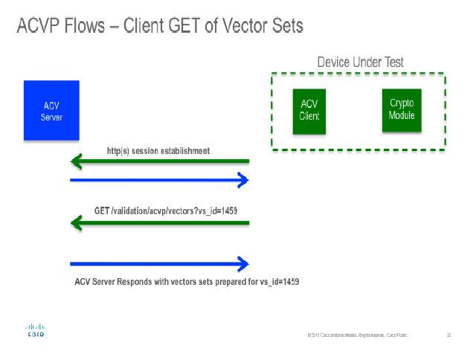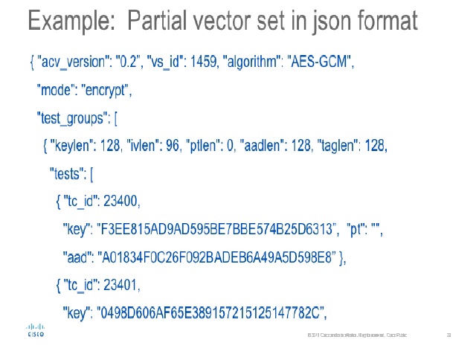So here's a partial example of that information. So again, we're dealing with AES GCM. Each test has its own ID. In this particular case, our plain text is null and it provides a key and AAD. The client will run it through the crypto module and then post the response back to the server.